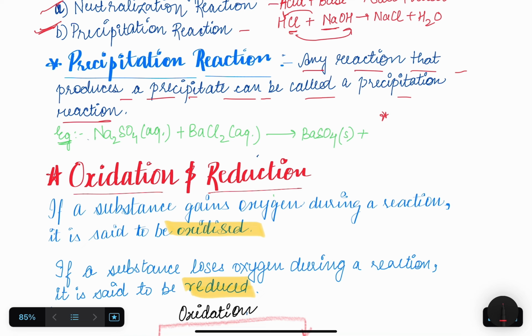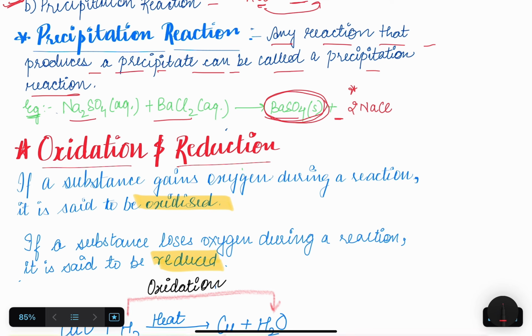For example, here, this reaction is left incomplete. I'll complete it here. Na2SO4 plus BaCl2 produces BaSO4 plus 2NaCl. Here we have formed a precipitate of BaSO4. There is another reaction, AgNO3 plus HCl gives AgCl plus HNO3.